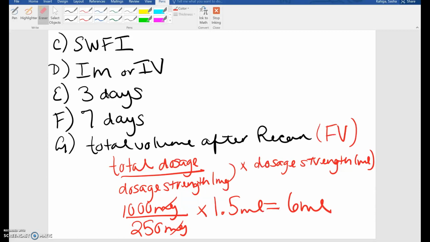And how you calculate that is you take the total dosage over the dosage strength in milligrams, and you multiply it by that dosage strength of milliliters. So I took 1,000 milligrams over 250 milligrams and multiplied it by 1.5 milliliters, which gave me 6 milliliters.